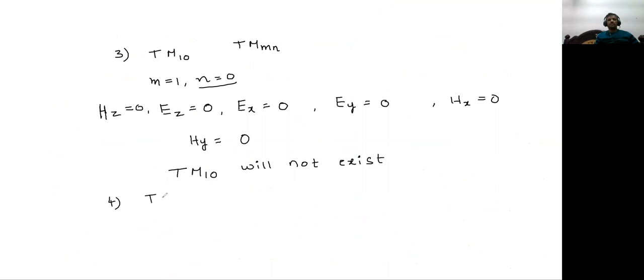Now check with another one. After TM00, 01, 10, then we will have TM11. Just go along, like your binary numbers. But after TM11, you have to go to TM12, 13, 14, up to 19, then 20, 21, 22, 23, 24, like that, up to TM99. You can go for it. But let us check with TM11, where M is 1 and N is also 1.